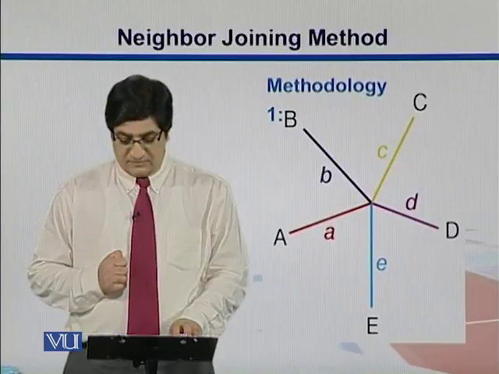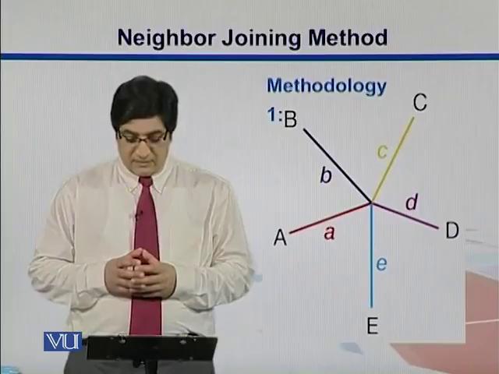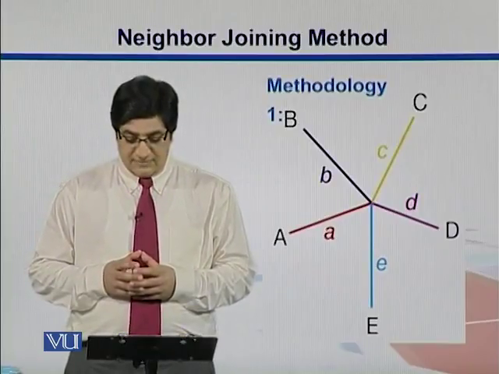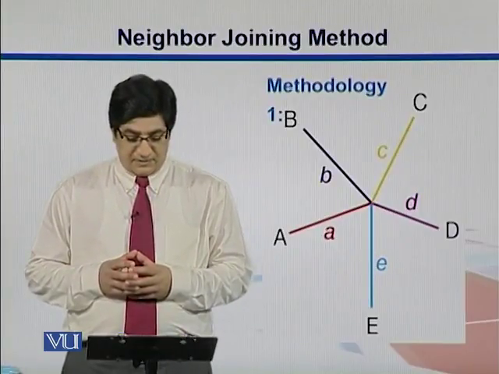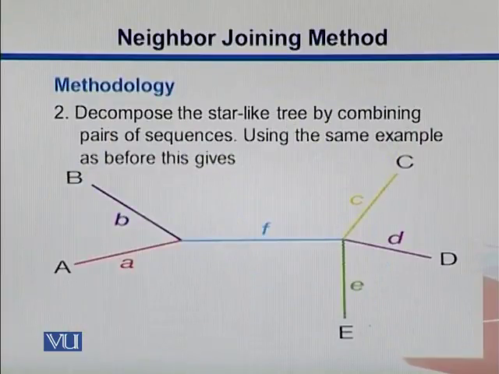So the methodology: we take those sequences. At first we make an unrooted, star-like tree from them. We put A, B, C, D, and E, and the branch lengths are represented by their respective small letters. What we do next is decompose this star-like tree by combining pairs of sequences. So we can have B and A on one side, so they are together. On the other side, we might have C and D combined, or D and E combined, and in this way we can come up with these kinds of clusters or groups on both sides.